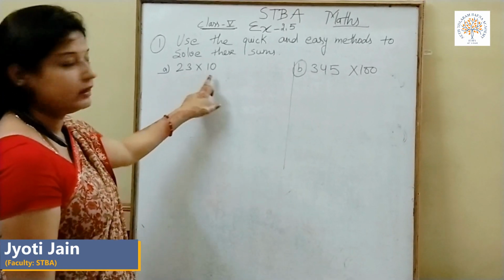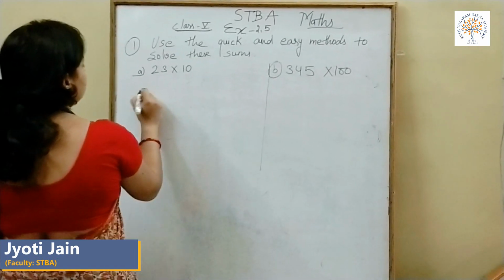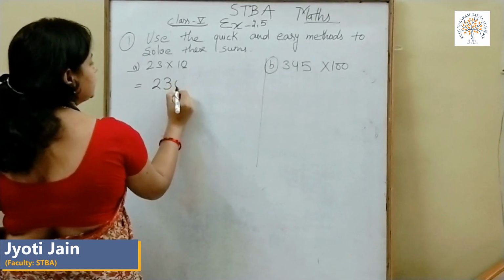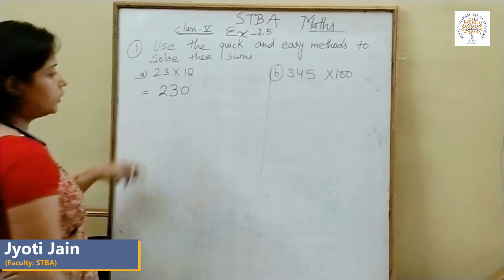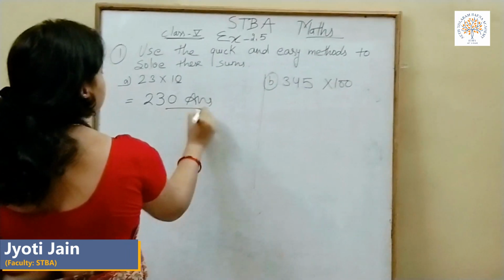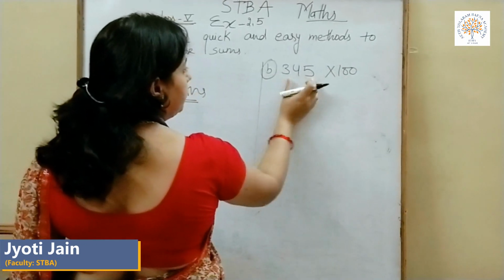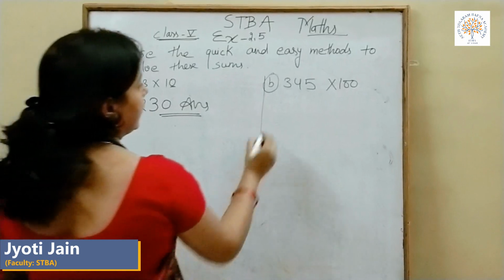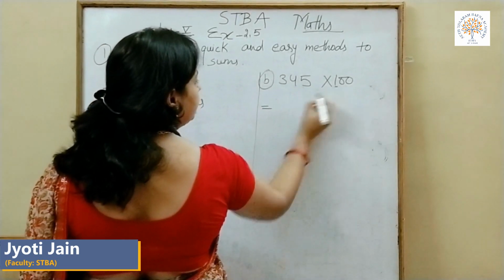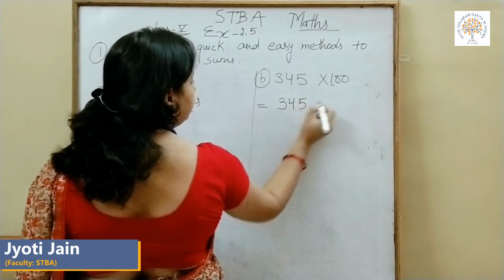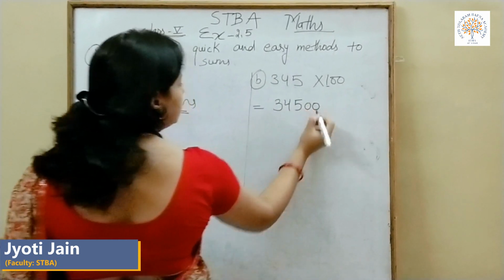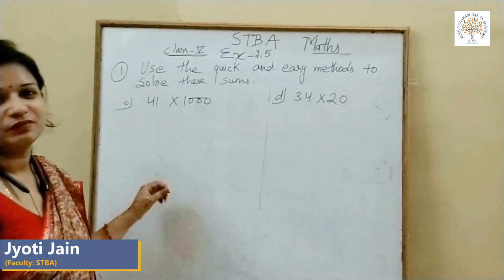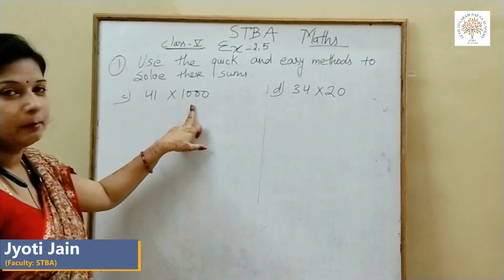First question is 23 multiplied by 10. So 23 into 1, that will be 23, and it will be followed by 1 zero. So the answer is 230. Just like this, number multiplied by 100. B part is 345 multiply by 100. So 345 into 1, that will be 345, and it will be followed by 2 zeros to the right side. So the answer is 34,500.